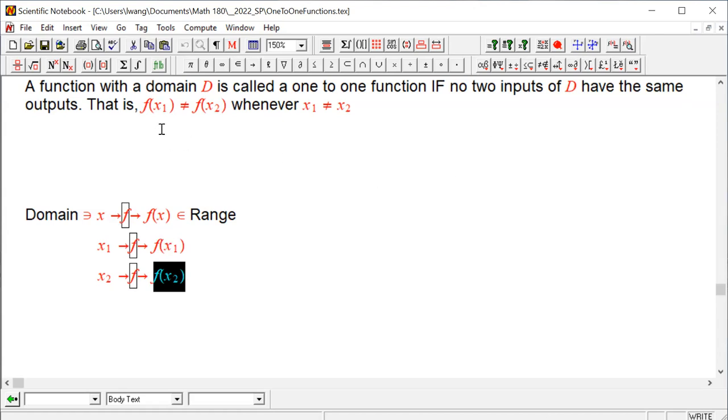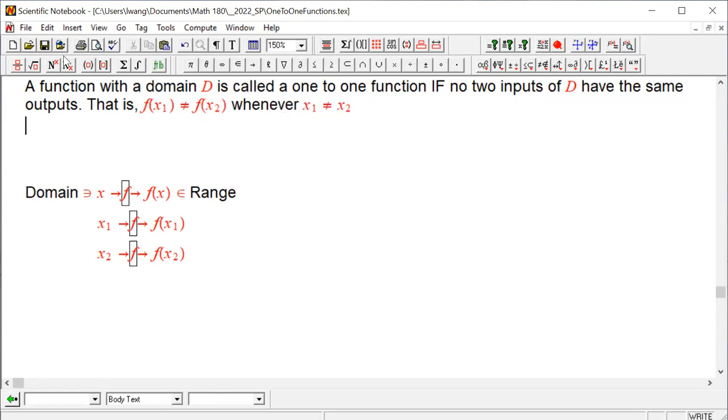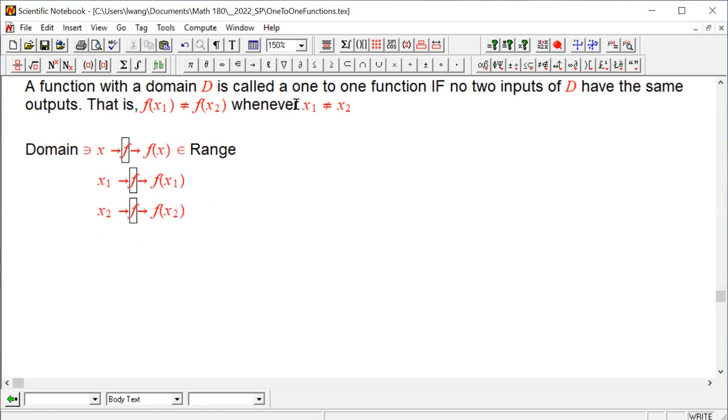So if you're told it's a one-to-one function, then you know that you can expect these to be true. Whenever is a very important word. In calculus classes, you also need to think about this, so we're going to start from this class. What is the opposite of whenever? What's the opposite of always true? What is the opposite of always true?